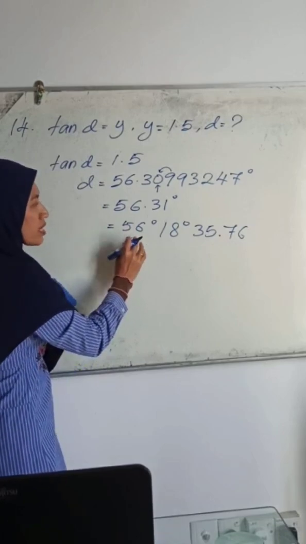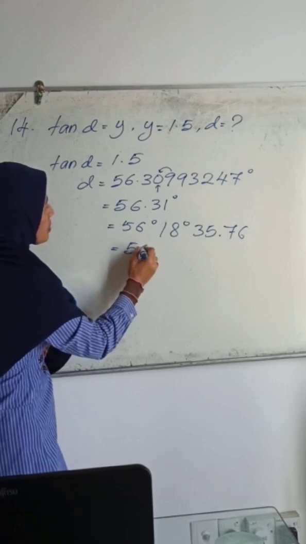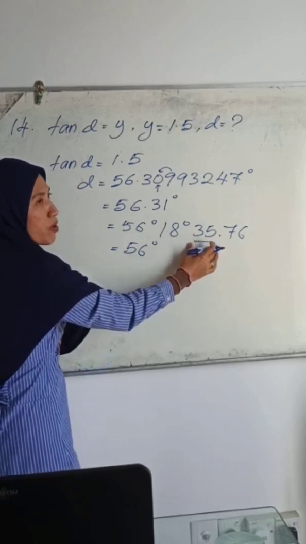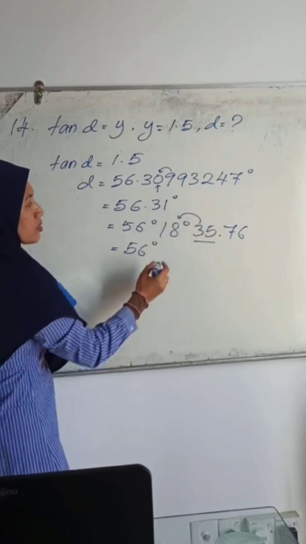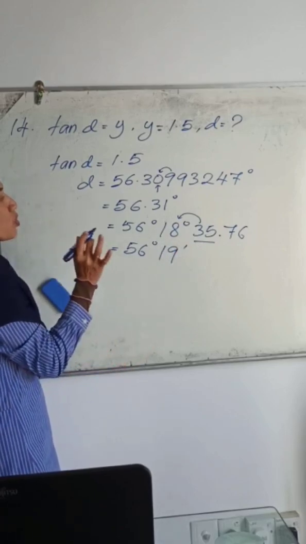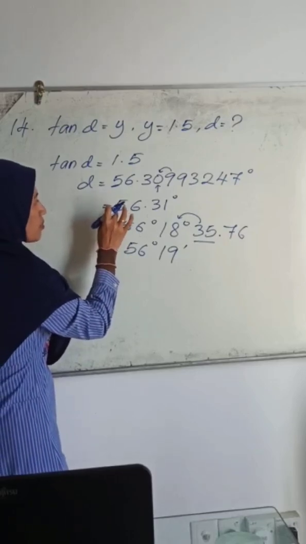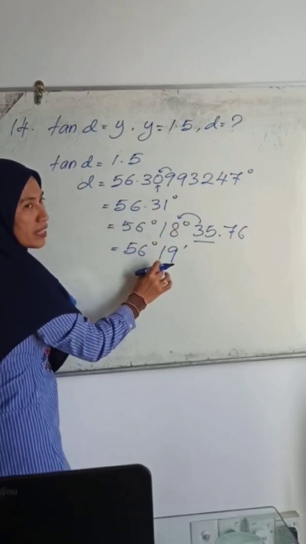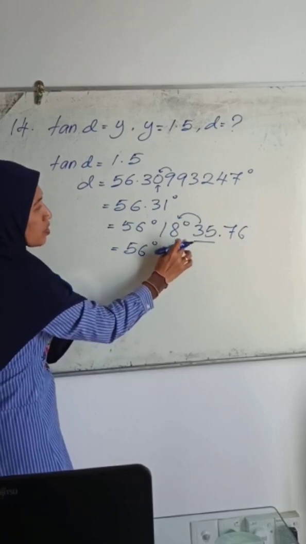If you want to give your answer in degrees and minutes, you have to write it like this: 56 degrees, and the seconds, if more than or equal to 30, you have to round up. So 19 minutes. So you can give your answer 56.31 or 56 degrees 19 minutes. This is the symbol for minutes, like this, not like this.